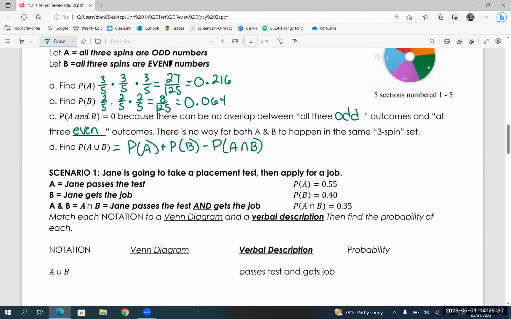So the probability of A was 0.216. The probability of B was 0.064. There is no A and B, so that's 0. So our probability for A or B would be, if I did the fractions, 27 plus 8, which would be 35/125, or 0.28.